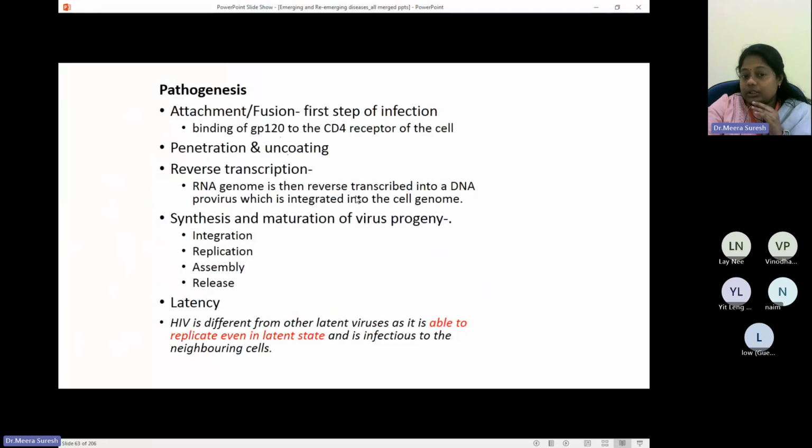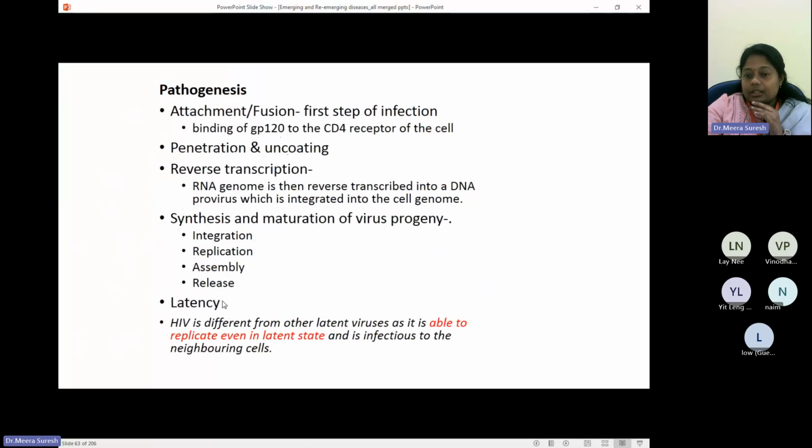And once it gets integrated, with the help of the enzyme integrase, it gets synthesized and matured. Virus progeny will be formed. So there will be processes like integration, replication, assembly, and release. Certain steps are happening. Then another feature will be latency.